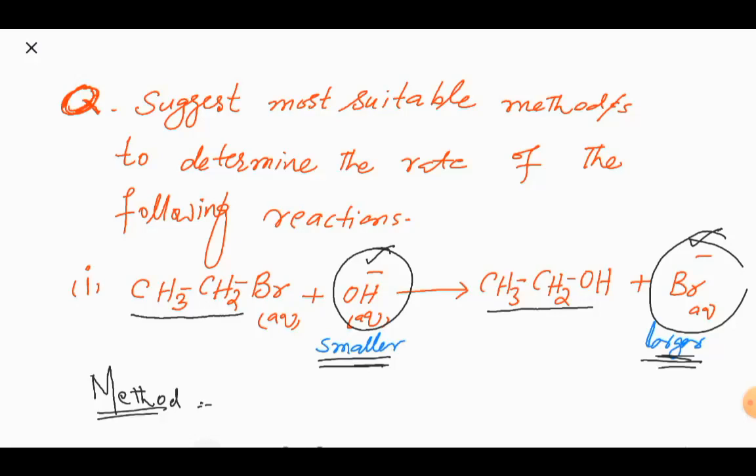So here the most suitable method to determine the rate of this chemical reaction is measuring decrease or change in conductivity. Measuring change in conductivity. So this method, or conductimetric method, is the most suitable method for this chemical reaction.